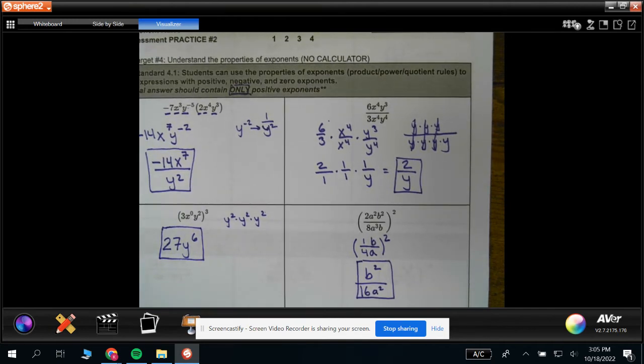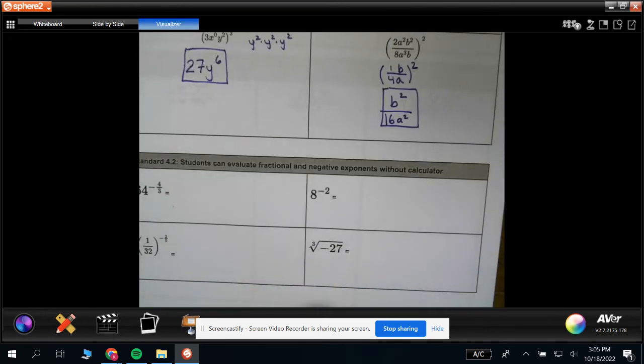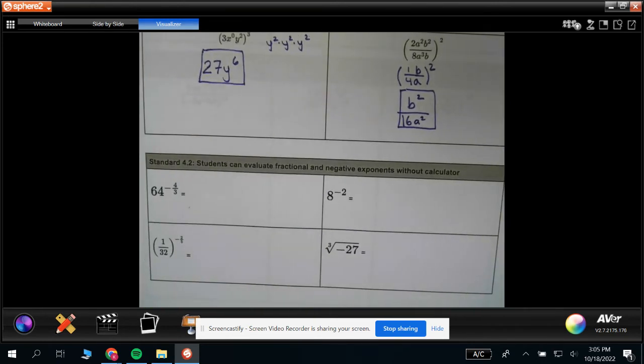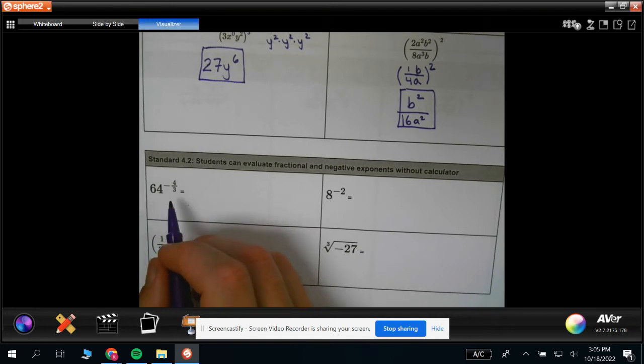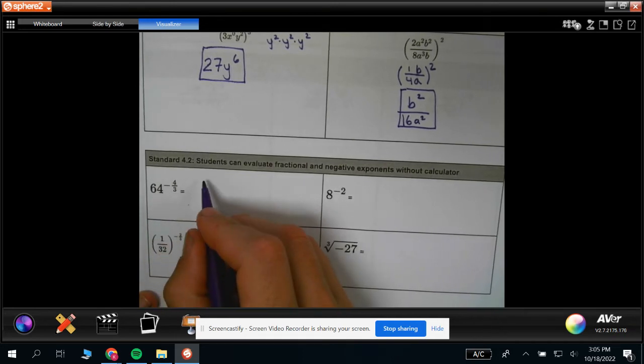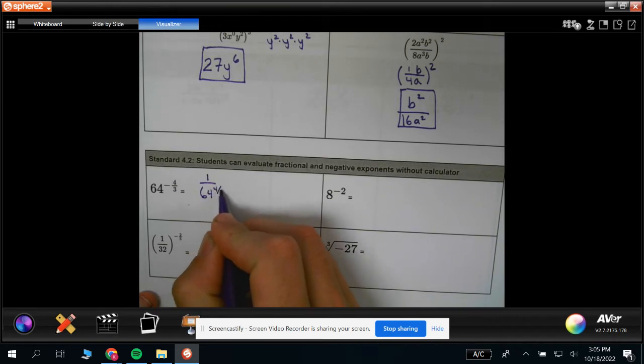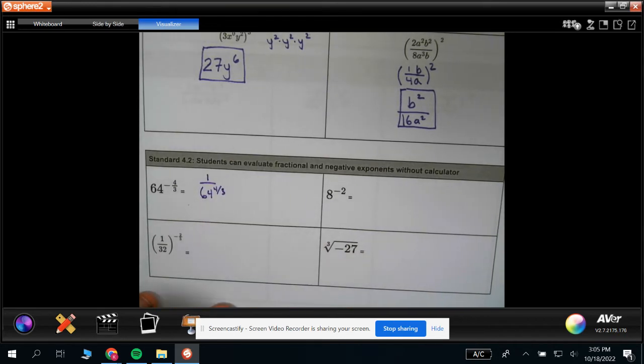So that's Golden Standard 4.1. Let's move on to 4.2. Fractional and negative exponents without a calculator. Okay. 64 to the negative 4/3 power. I like to deal with the negative first. So I'm going to make that 1 over 64 to the 4/3 power. That takes care of the negative.